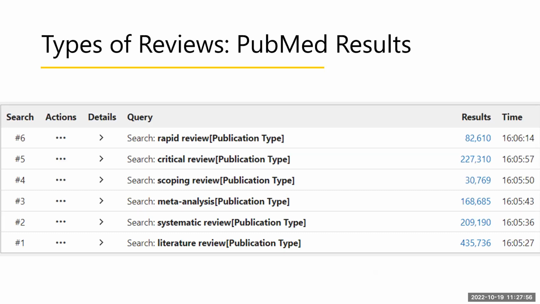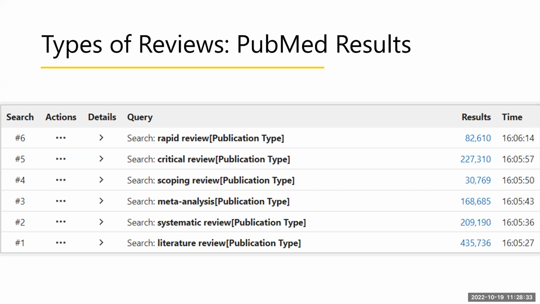This is something that I just found interesting. I do not claim this to be scientific or accurate in any way, shape, or form. I just wanted to see, if I put in literature review, systematic review, meta-analysis, scoping review, critical review, and rapid review in PubMed as a publication type, what the numbers would show. And this is really what it looks like it's showing right now. Still, literature reviews showing up pretty heavily. Critical reviews doing okay, but scoping reviews a little lower on that. So I just thought that was some interesting data.